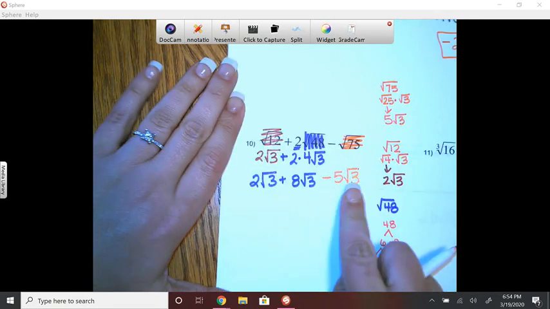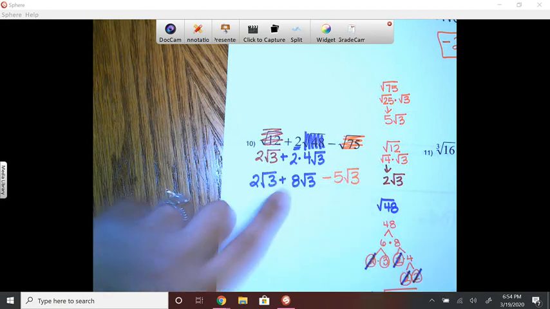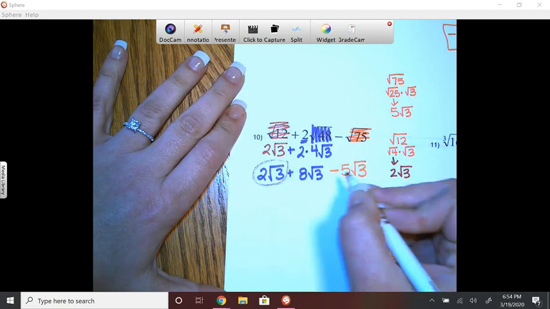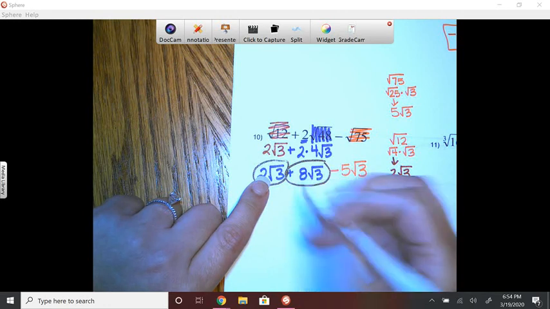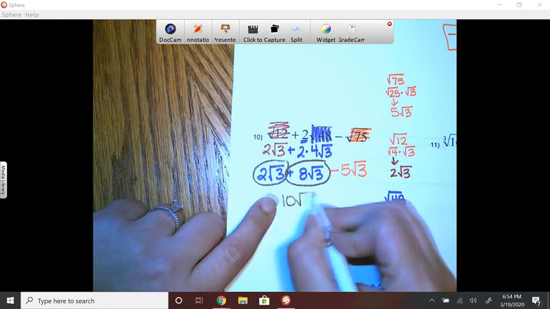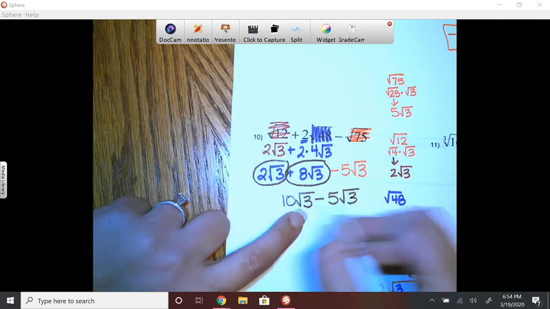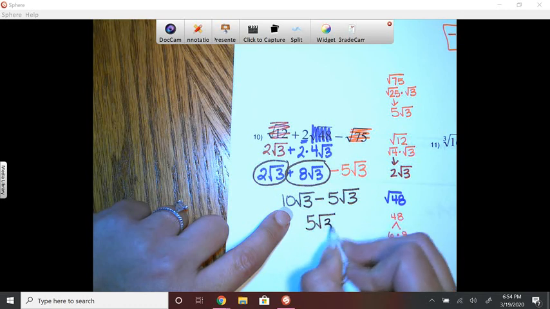Now these all don't need a match. If only 2 of them match, you can only combine those two. Since they all match, it doesn't matter the order you do it, so I'm going to go ahead and do these two together. So 2 rad 3 plus 8 rad 3, that's 10 rad 3, minus 5 rad 3, so now we can put these two together, and 10 minus 5 is 5, and we would get 5 rad 3.